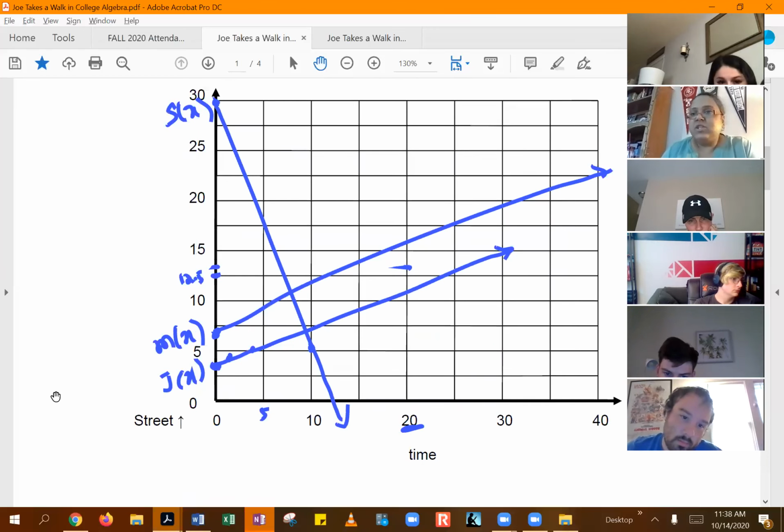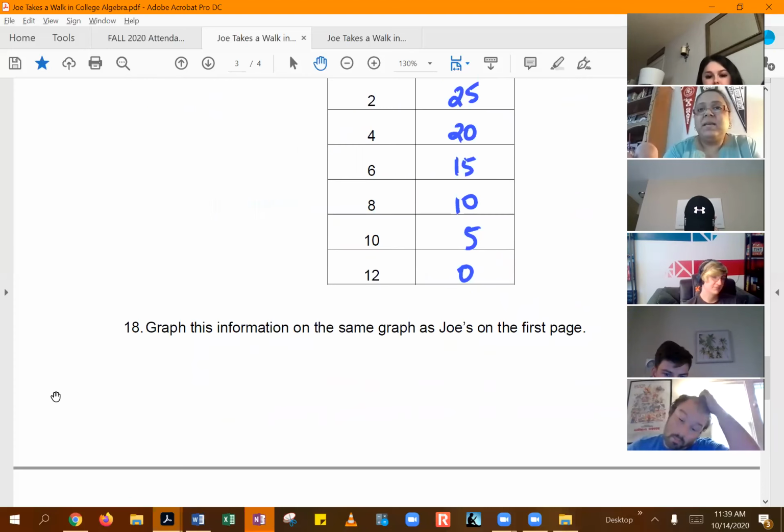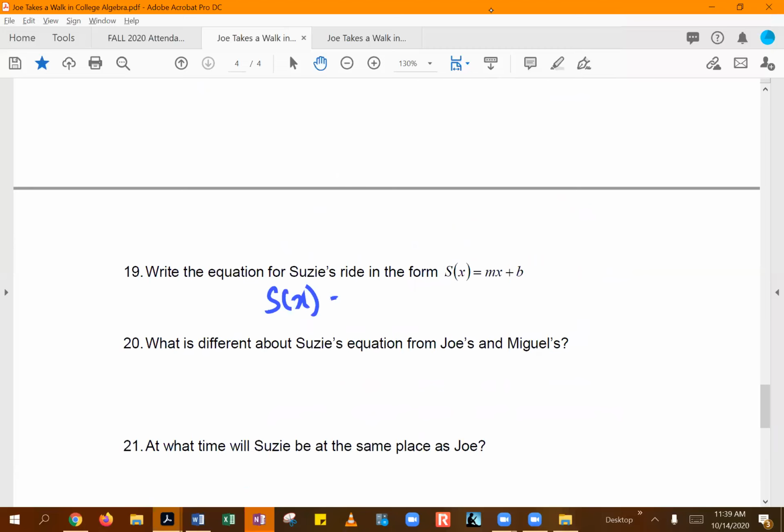So you can see, since she is going in the opposite direction, we do expect her graph to not be in the same formation as Miguel and Joe. That technically does make her slope a negative slope, because she's going down in her street numbers as she moves in the opposite direction. So the negative actually has to go on the slope, not on the street number 30. In this case, her rate is in 2 minutes, she is doing 5 blocks, but since she is going in the opposite direction, we make that a negative slope.